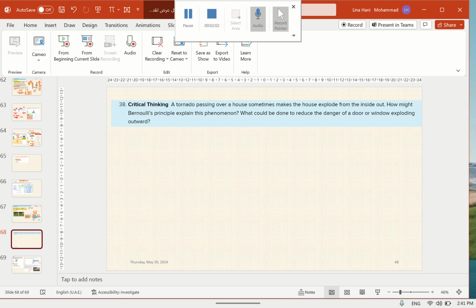Question 38: A tornado passes over a house and sometimes makes the house explode from the inside out. How might Bernoulli's principle explain this phenomenon? What could be done to reduce the danger of a door or window exploding outwards?